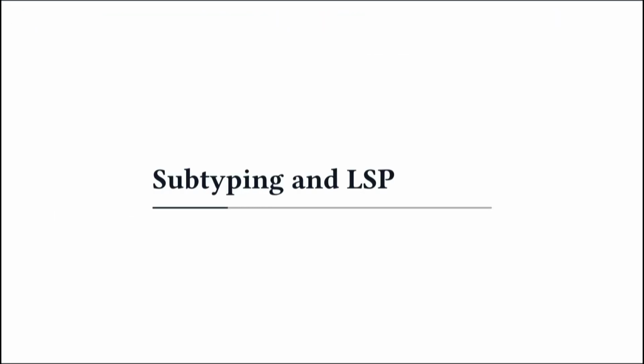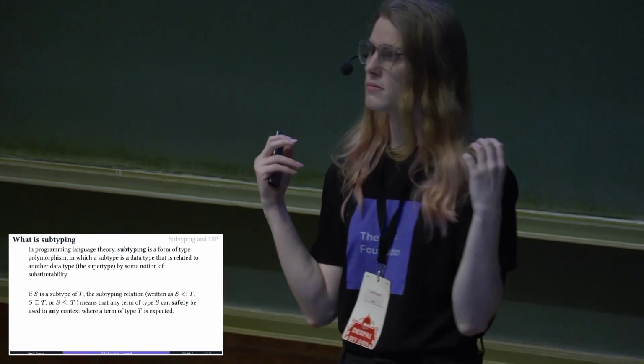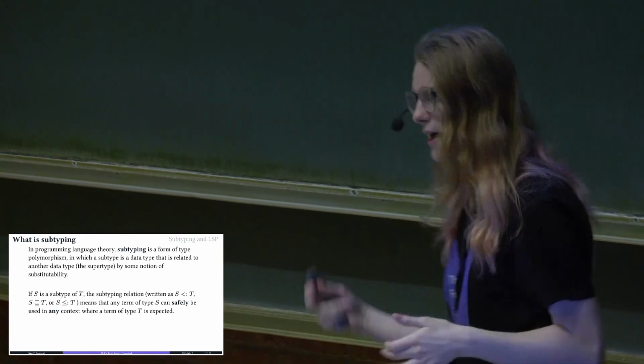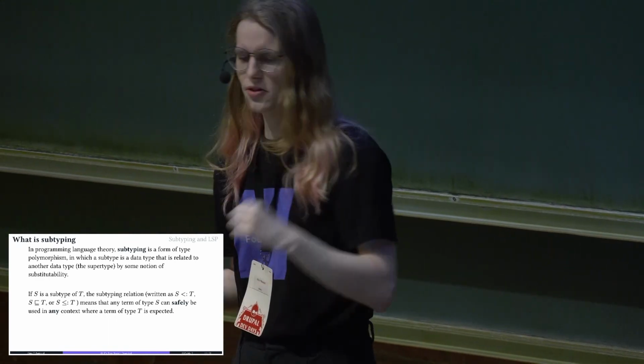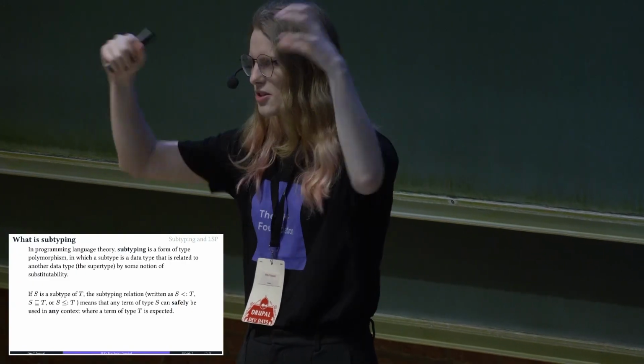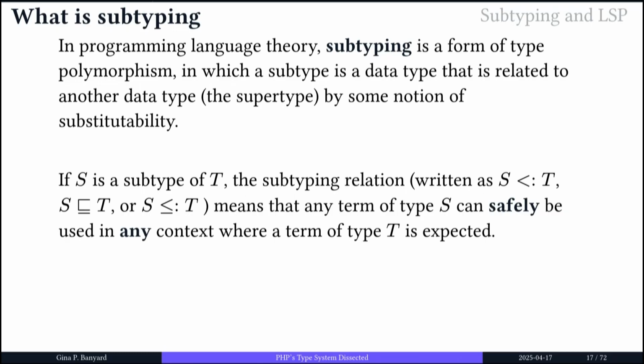OK. I hope this wasn't too bad. So let's go on to subtyping and LSP. So what is subtyping? In programming language theory, subtyping is a form of type polymorphism, where you can use a subtype at any point that is related to another type by some notion of substitutability, which basically means that if S is a subtype of T, anywhere I can use T, I should be able to use S as well, safely. And nothing weird is going to happen, nothing is going to break.